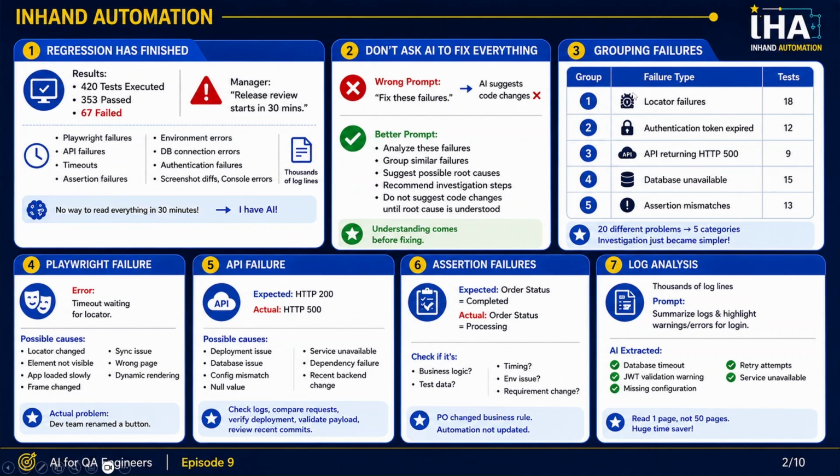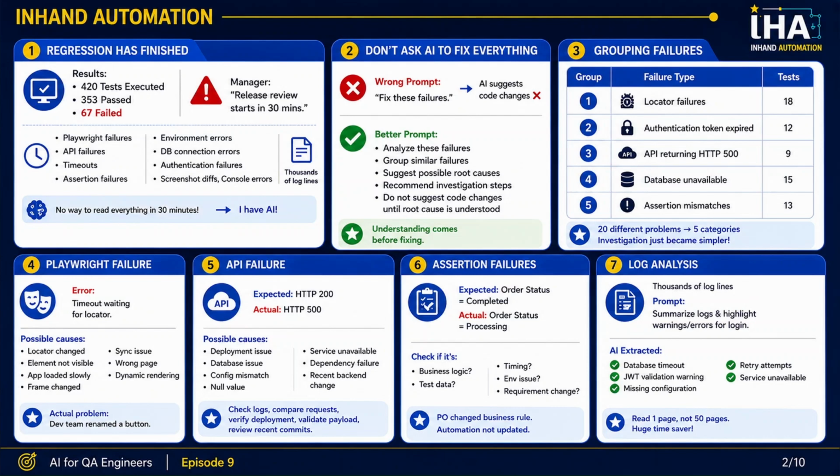So, after checking this group of failures, Rahul opens the failed Playwright test cases. There was some error related to timeout waiting for locators. He asked AI to analyze this Playwright error, possible cause, and how should I investigate. So, AI responded with the possible reasons. There were some locator changes, element not visible, application loaded slowly, frame change, synchronization issue, wrong page, dynamic rendering.